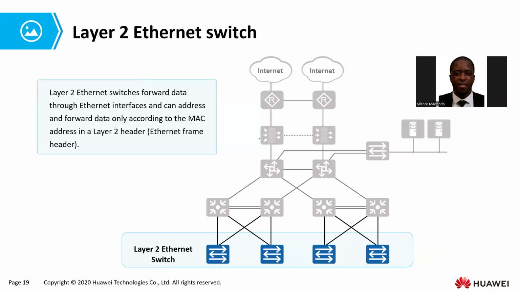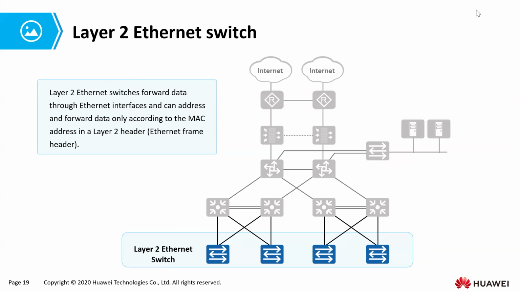A layer 2 Ethernet switch forwards data through Ethernet interfaces and can forward data only according to the MAC address, which is in a layer 2 header, the Ethernet frame header.